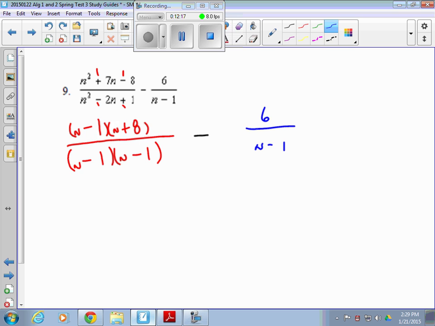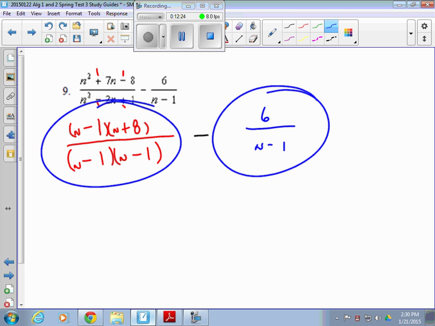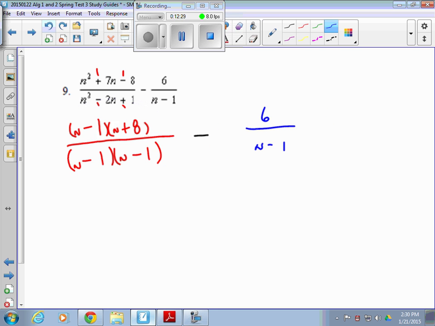Now, unlike multiplication and division where you can cancel out something in this fraction with something in this fraction, we can't do that with this one. However, we can cancel out two things that are the same in the same fraction. So if you notice, n minus 1 is the exact same thing as n minus 1. So now what we're dealing with is n plus 8 over n minus 1 minus 6 over n minus 1. Now you have the same exact denominator for both of them. They both say n minus 1. So that's going to be your denominator.